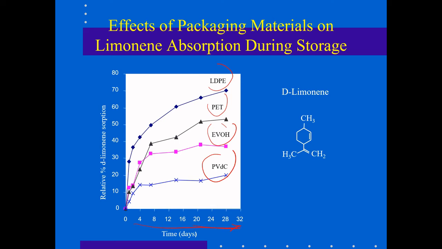But of all these 4 types of packaging, LDPE absorbs the most D-limonene. So if we use this type of packaging for orange juice, the flavor will change, because it has been absorbed by the LDPE packaging material. So the most suitable packaging material here, we can say, is PVDC for the orange juice. So that is D-limonene.